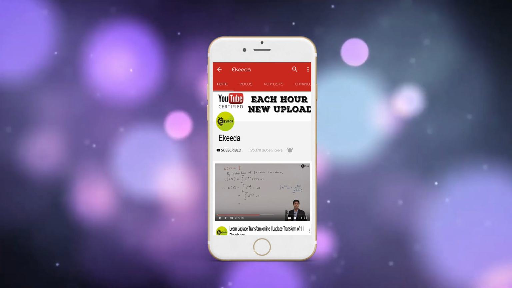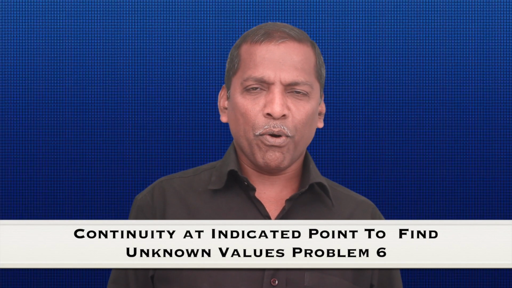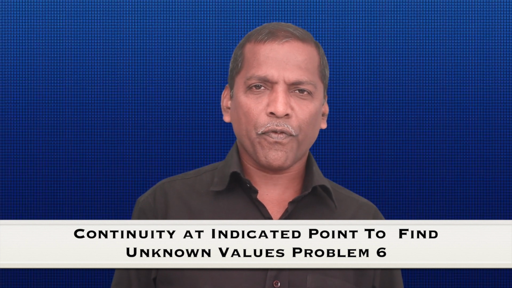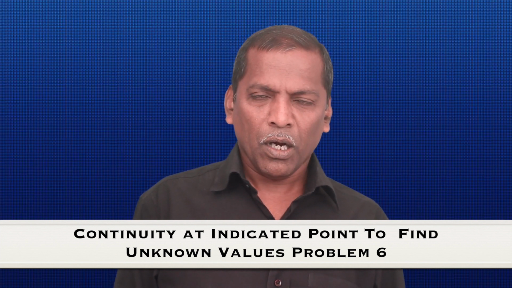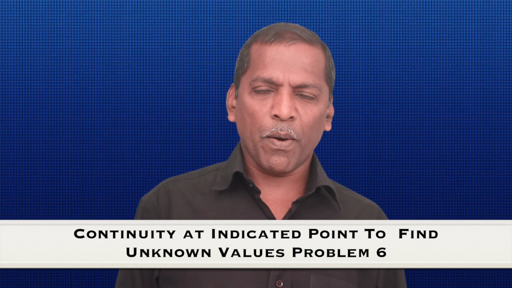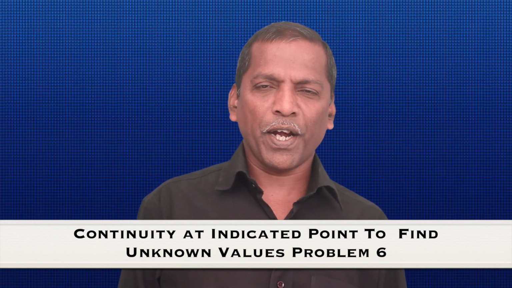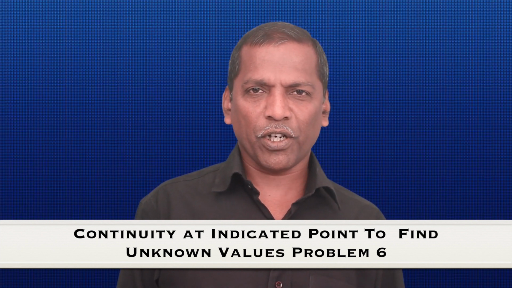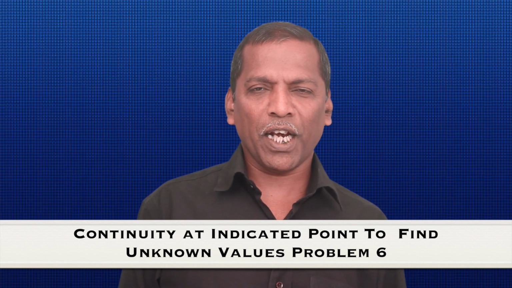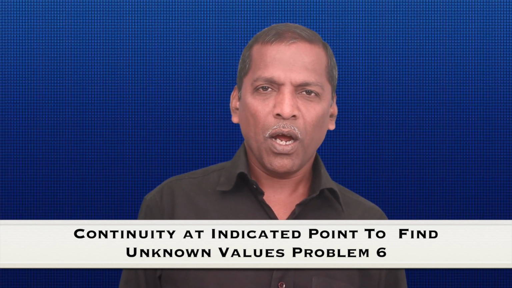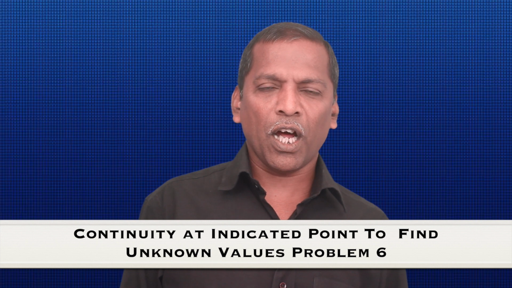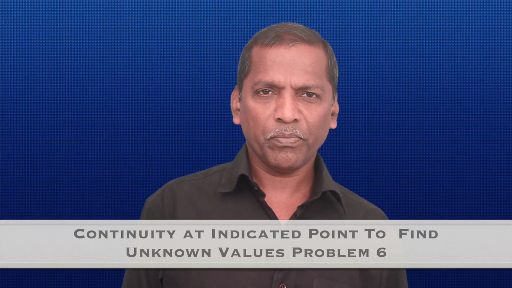Hello friends, now we learn about the problems of continuity. This problem as compared to previous problem is quite difficult. In this question, the given function is continuous at x equal to 0 and we have to find the three unknown values, that is a, b and c.